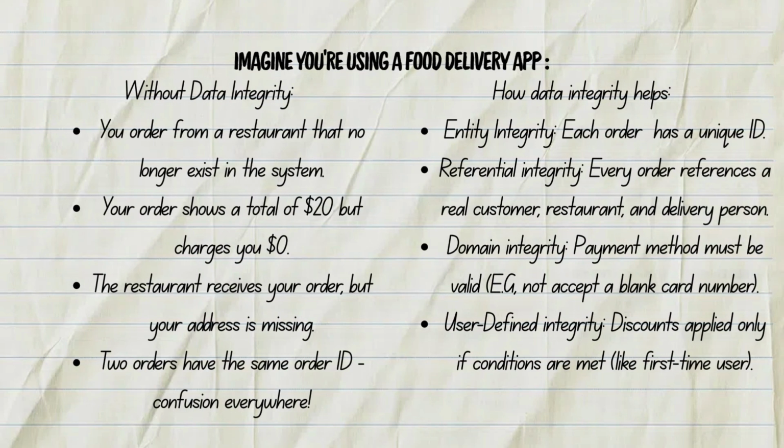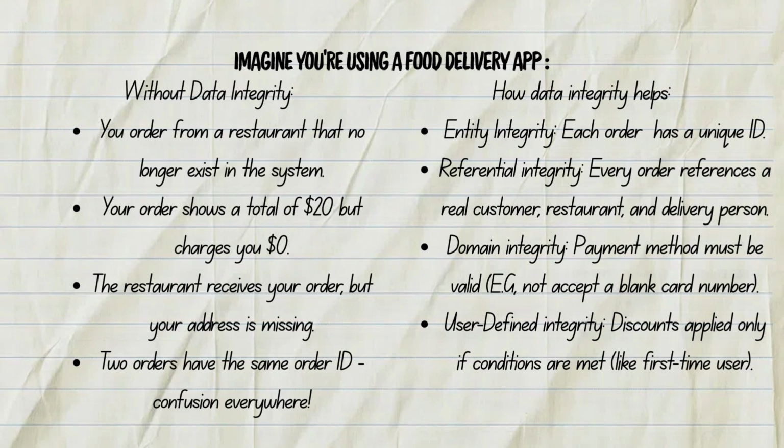Imagine you're using a food delivery app. Without data integrity, you order from a restaurant that no longer exists in the system. Your order shows a total of $20, but charges you $0. The restaurant receives your order, but your address is missing. Two orders have the same order ID, confusion everywhere.